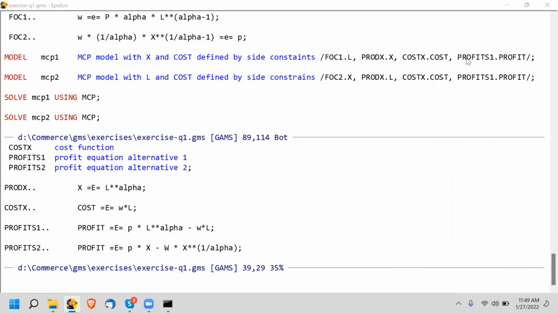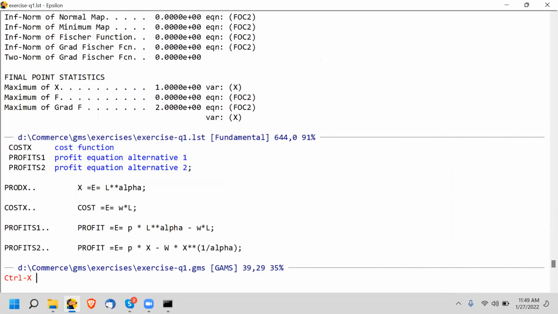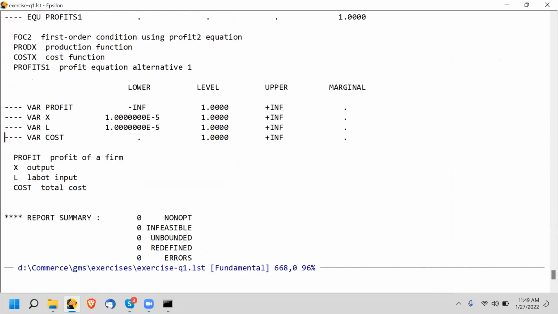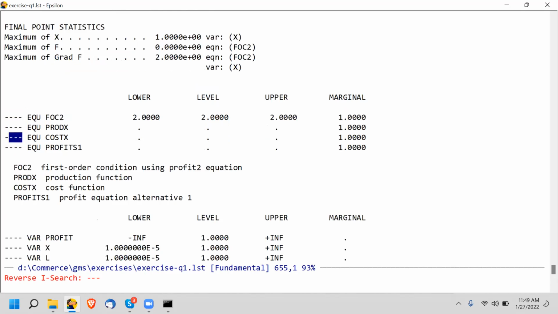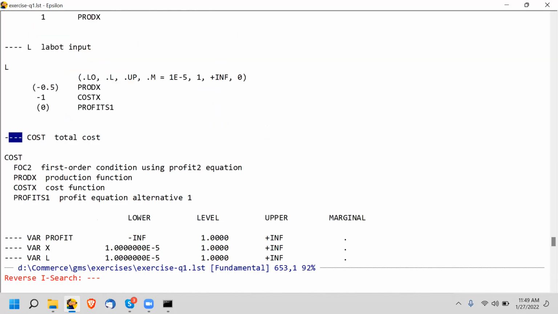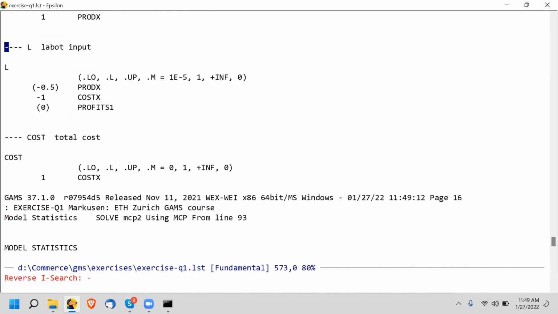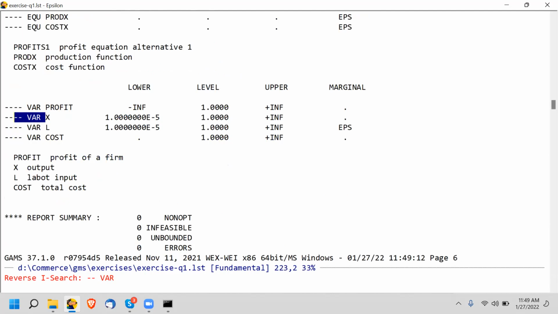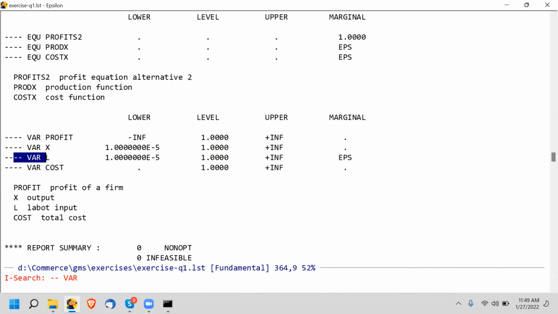Because the whole thing about the MCP is you're going to have an equal number of variables and equations. So if we add an equation or add a variable, it doesn't matter. So there I get the profit back as well. So they all produce the same thing.